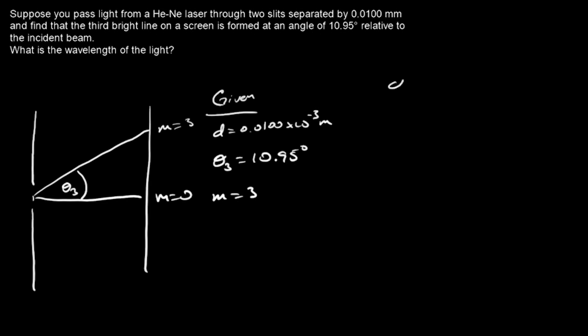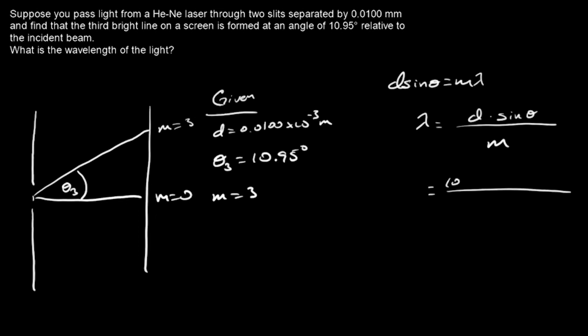So we're going to pull the first equation we actually came up with, which is d sine theta equals m lambda, because I have the slit width d, I have the location m equals 3, and I have the angle 10.95, and I'm looking for lambda. So quickly rearranging this, I'm left with lambda equal to d sine theta over m. So that gives me 0.0100 times 10 to the negative 3 meters, sine of 10.95 degrees, all divided by 3.